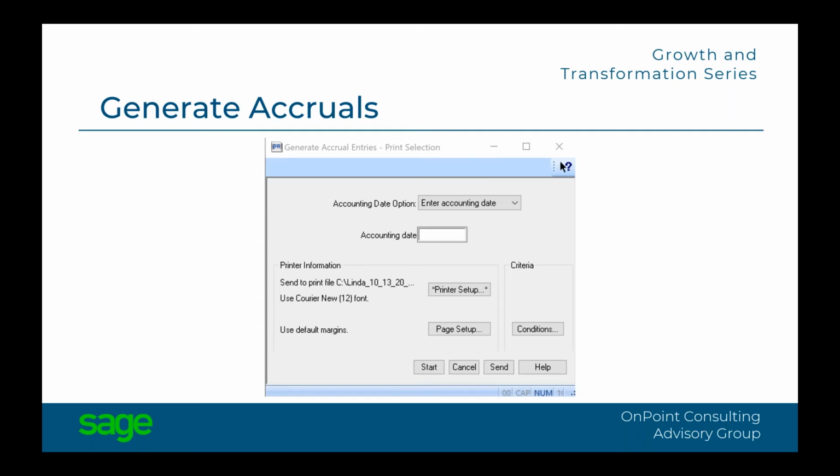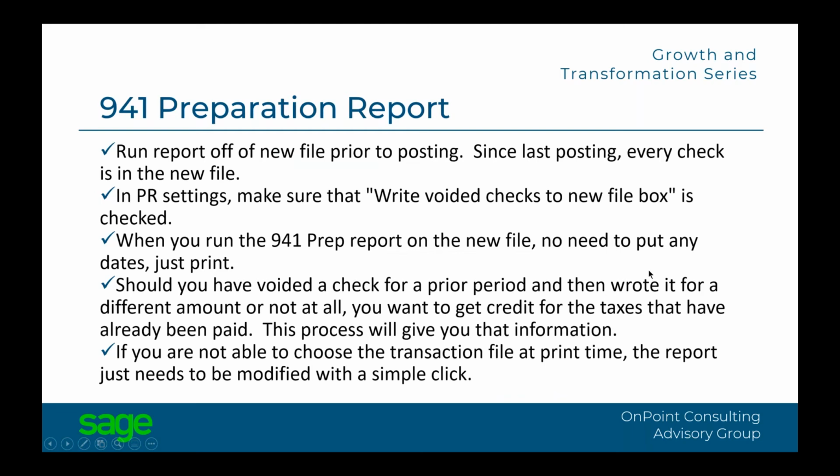You would choose enter accounting date, and that's an important part. The other option is period ending date, but that's defeating the purpose. You're not really doing anything. So you would do enter accounting date, and the accounting date that goes in here would be June 30. Then you'd hit Start. And that is Generate Accruals.